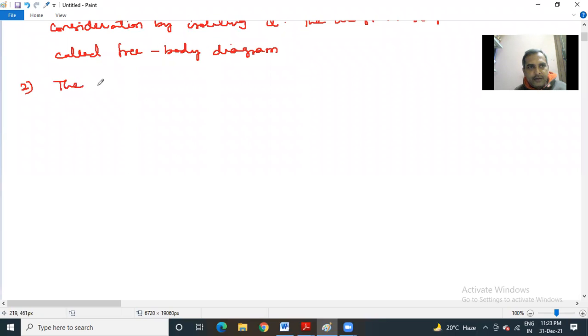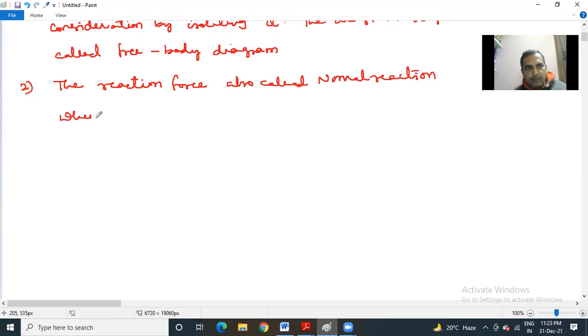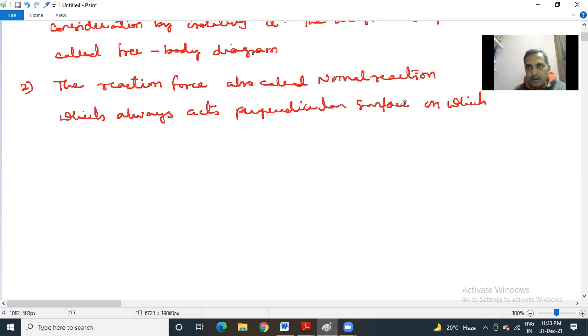The second point is the reaction force, also called normal reaction, which always acts perpendicular to the surface on which it is kept.